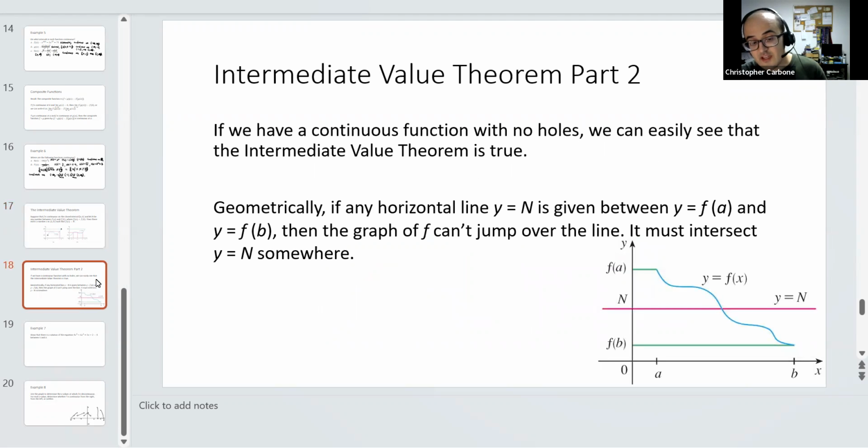So if we have a continuous function with no holes, we can easily see that the intermediate value theorem is indeed true. Geometrically, if any horizontal line y is equal to capital N is given between y equals f of a and y equals f of b, then the graph of f can't jump over this line. So it must intersect y equals N somewhere, that being whatever this value of c is in terms of the x-axis.